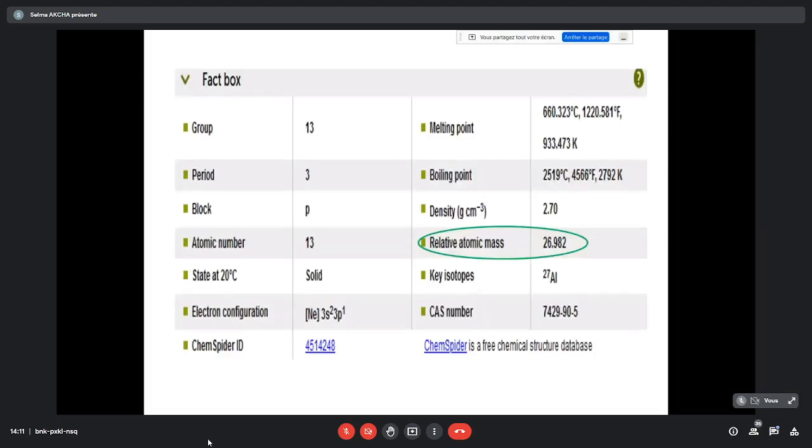Look at the relative atomic mass. Look at the atomic mass. It is about, c'est à peu près, 27 grams per mole. Do you think it is heavy?